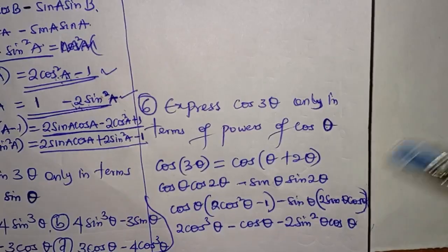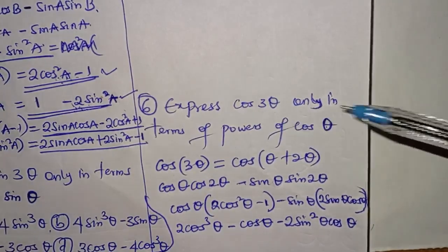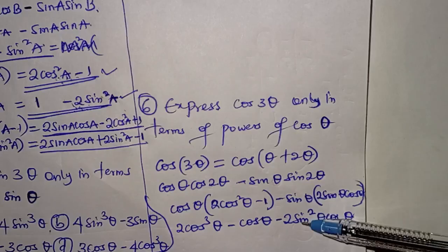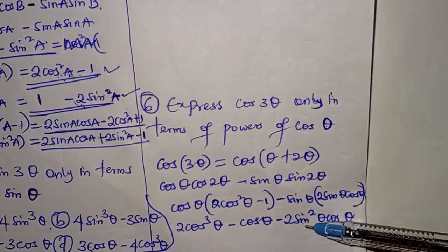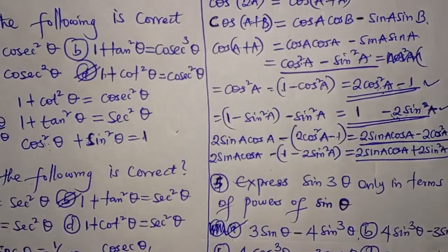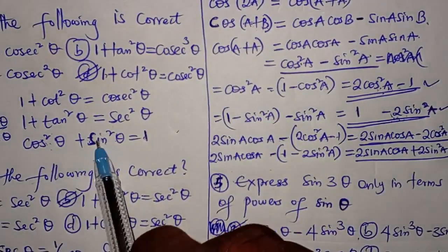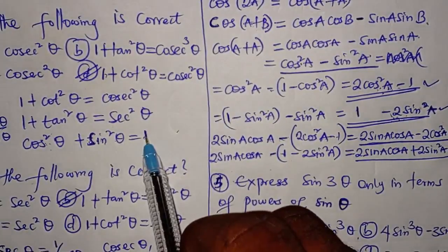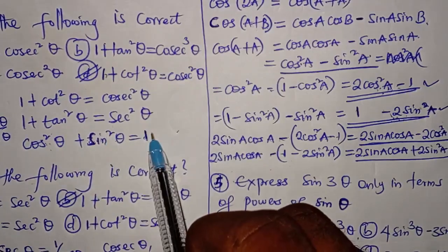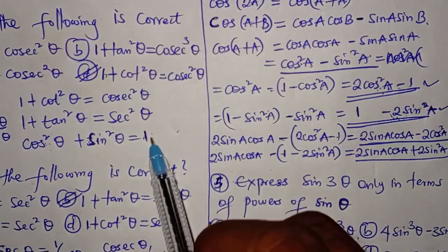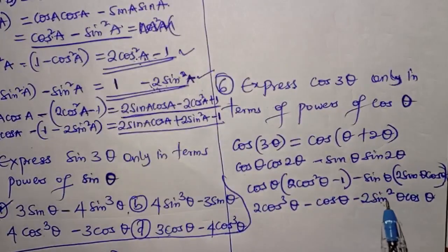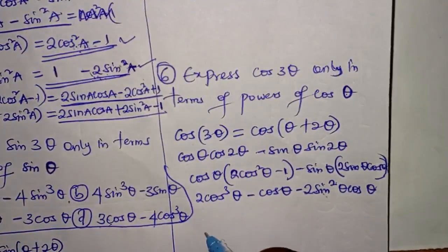Now, we are trying to simplify this cos 3 theta or expand it to contain cosine terms only. But there is a term that has a sine here, so we have to do away with it. Remember that cos square theta plus sine square theta is equal to 1. So if I make sine square theta the subject of the formula, then sine square theta will be equal to 1 minus cos square theta. So in place of this sine square theta now, I'm going to write 1 minus cos square theta.